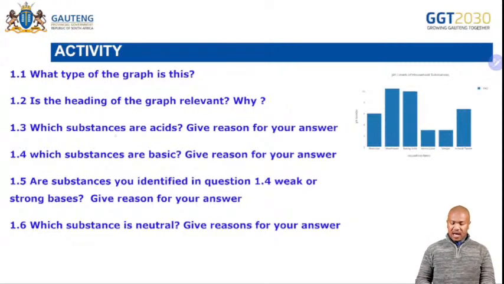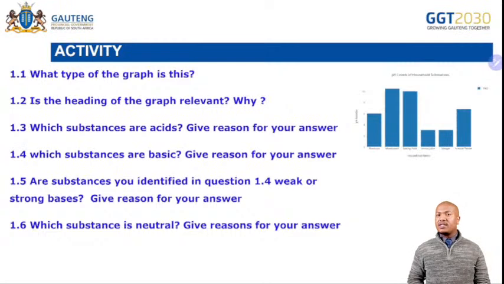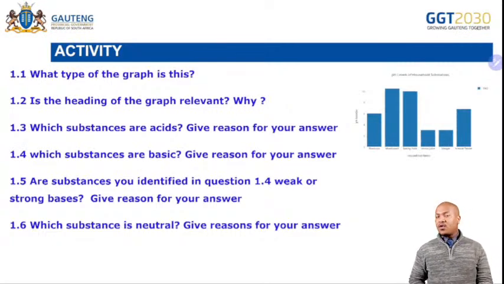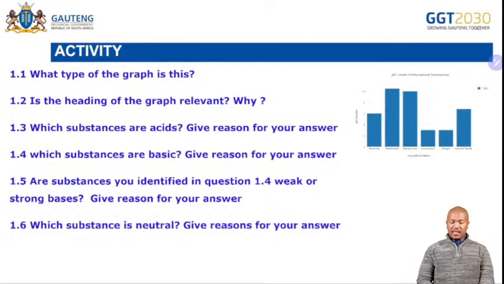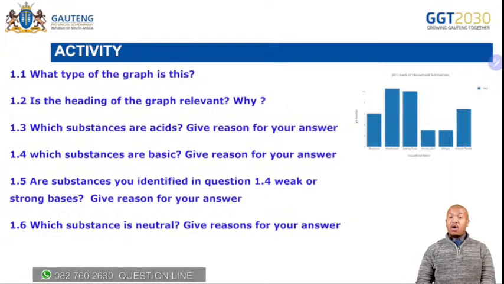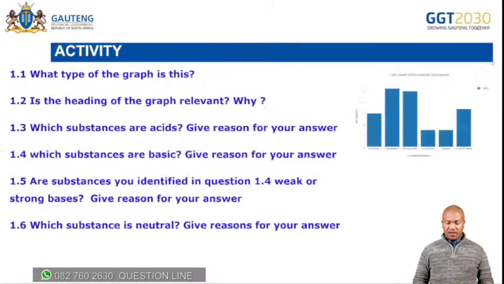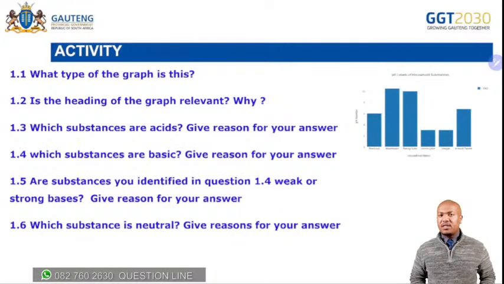Which substances are acid? And you give a reason for your answer. Which substances are basic? And you give a reason for your answer. Also, are the substances you identified in question 1.4 weak or strong bases? Then you give a reason for your answer. Then lastly, which substance is neutral? Then you tell us the reason for your answer. So now I'm going to give you 4 minutes to complete this activity.